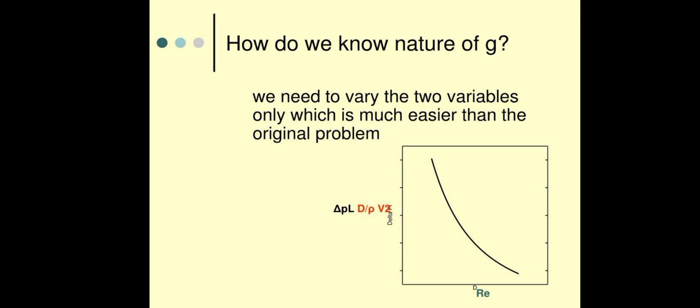How do we know the nature of G? We need to vary only two variables, which is much easier than the original. We have certain constant values like delta PL d by rho V square, which we can see in the previous problem. Then we can find out with a graphical representation. Here the constant variables are delta PL d by rho V square. As the Reynolds number value is increased, we can see the nature of the G value in this problem.